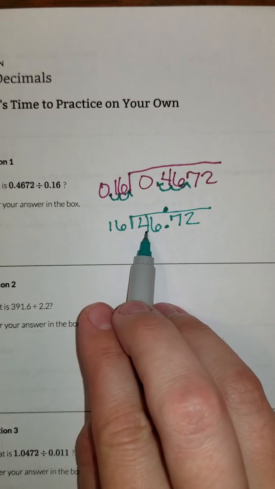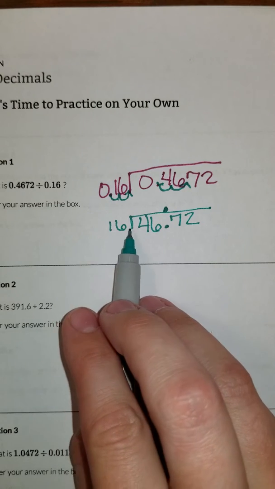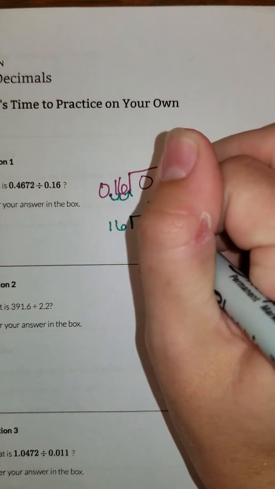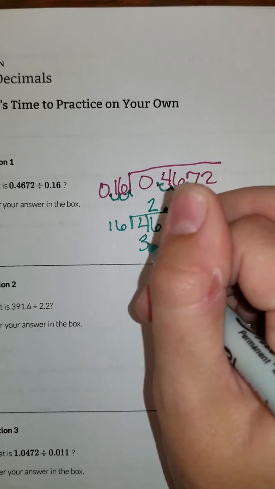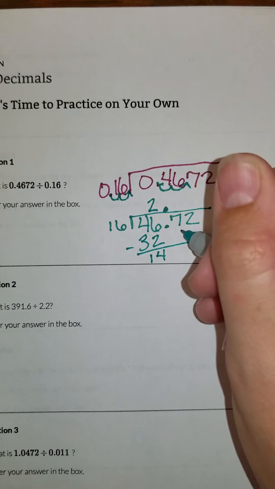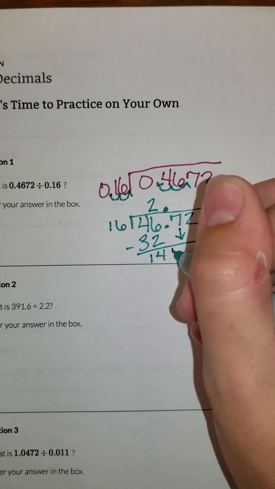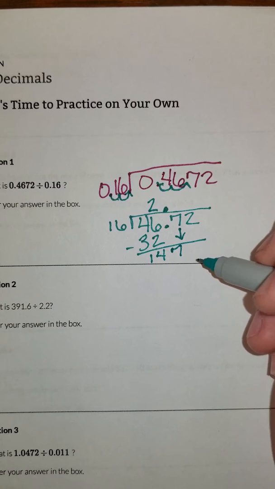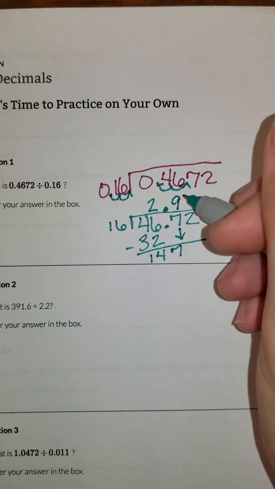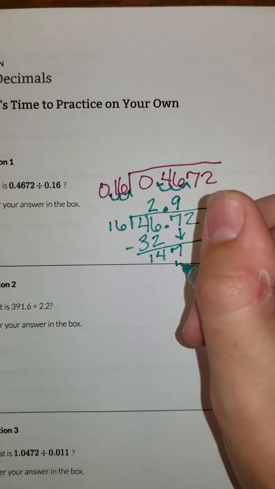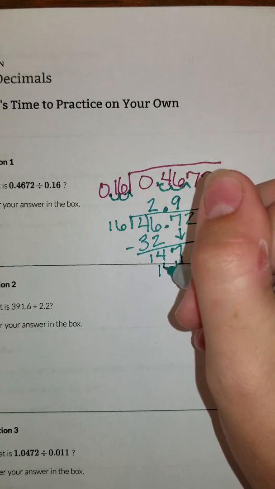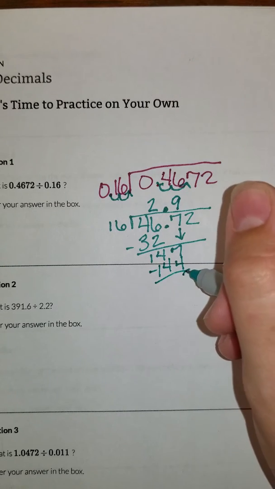So 16 goes into 4. It can't. 16 goes into 46 2 times. 2 times 16 is 32. When I subtract, I get 14. Bring the 7 down. 16 goes into 147. Let's try 9. 9 times 6 is 54. 9 times 1 is 9 plus 5 is 14.